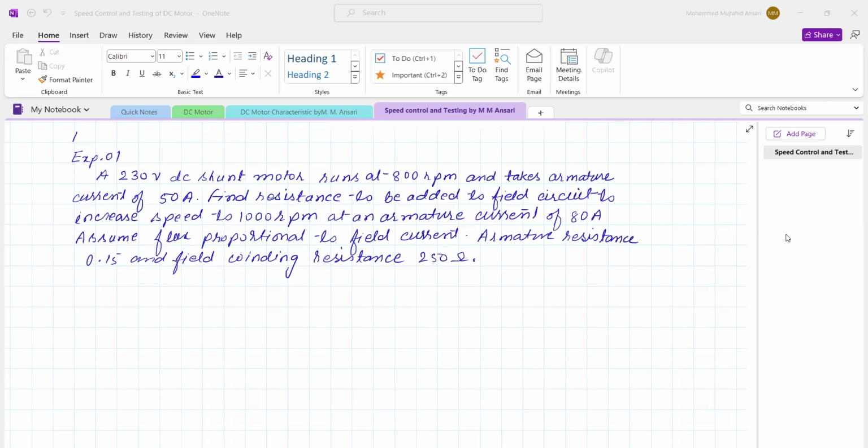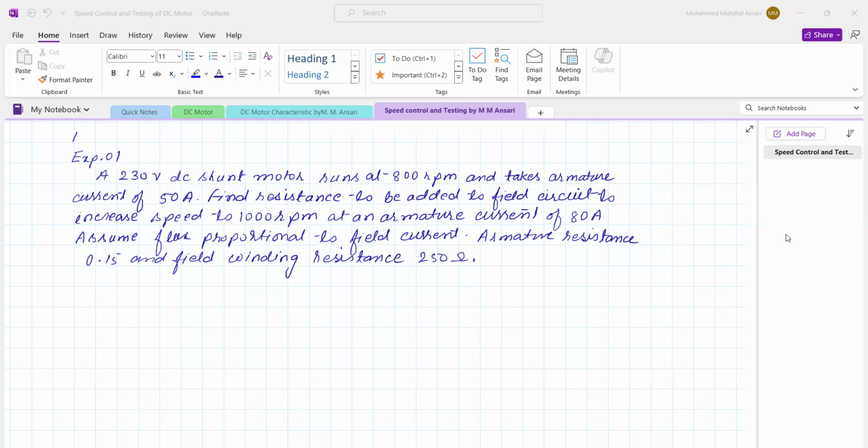We have seen the speed control of DC motor by two methods. One is the armature control method. This method is applicable to control the speed below the normal value of the speed. And second is the field control method or flux control method. This method is useful for speed control above the normal value.